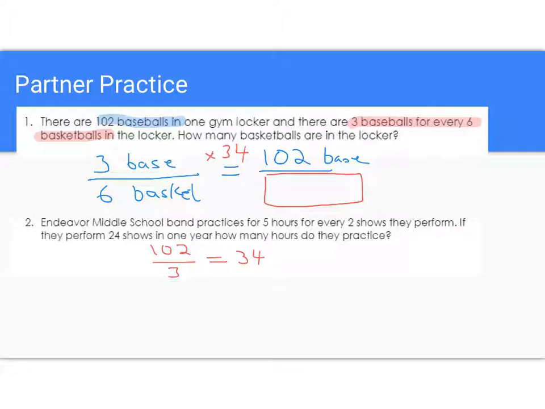Of course, what I do to the top, I do to the bottom. I have to multiply 6 times 34. And 6 times 34 is 204 basketballs.